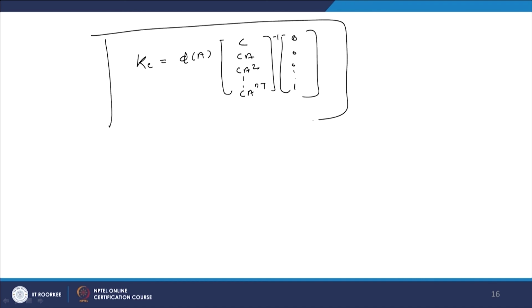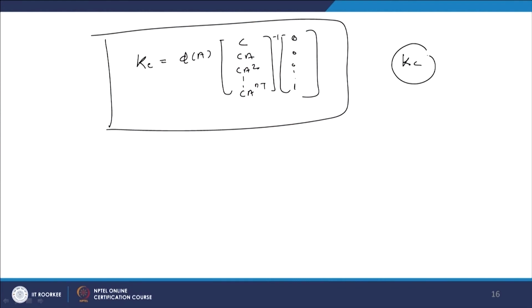So, this is the Ackermann formula for getting the observer matrix, or this Ke is mainly responsible for reducing the error between the output and the estimated output. So this is the KC formula for getting the controller, the pole placement controller, and this is the observer controller.